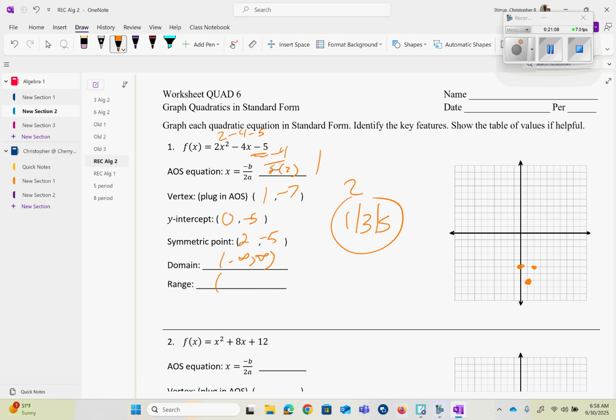Range is going to be from square bracket, y component of the vertex, -7, to infinity. So here's our parabola.